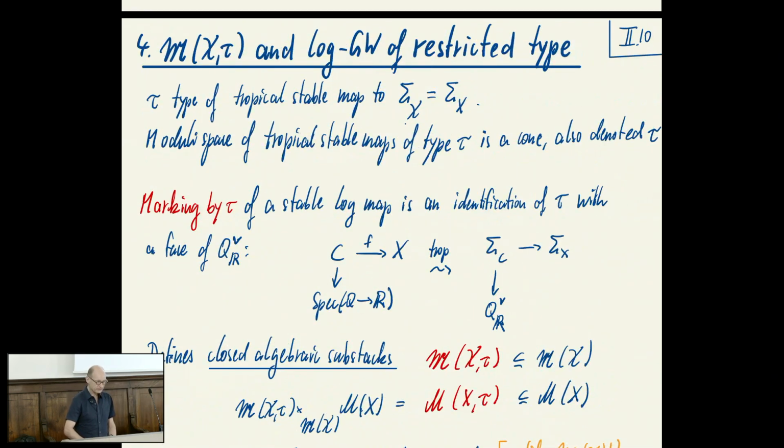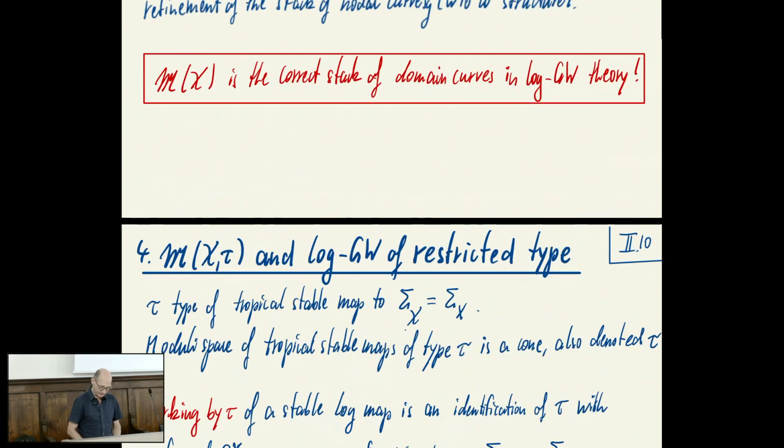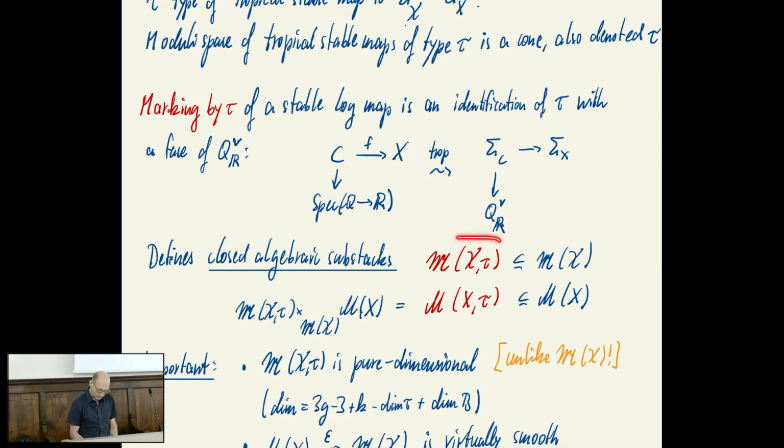And we saw this in action today, because when we fix the type of a tropical stable map, it gives you a closed substack M of X tau in M of X, in the stack of basic stable log maps to this Artin fan. And of course, we can then base change and obtain a virtual fundamental class on these logarithmic strata, M of X tau in M of X.